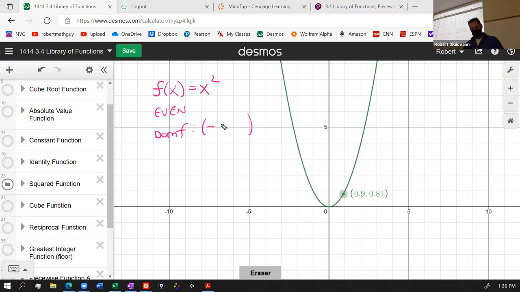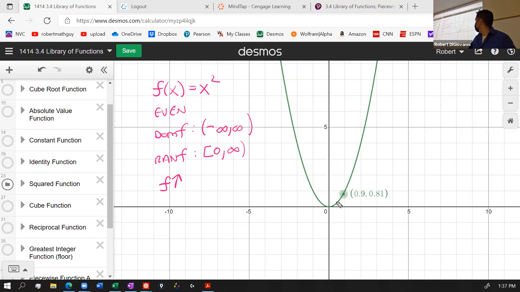Everything, right? Negative infinity to infinity. Range, 0 to infinity. Include 0 or no? Yes, so bracket 0 to infinity. All right, where is this function increasing?